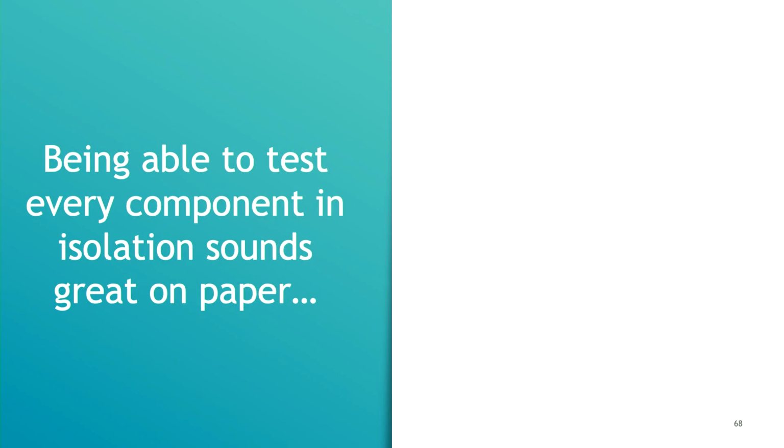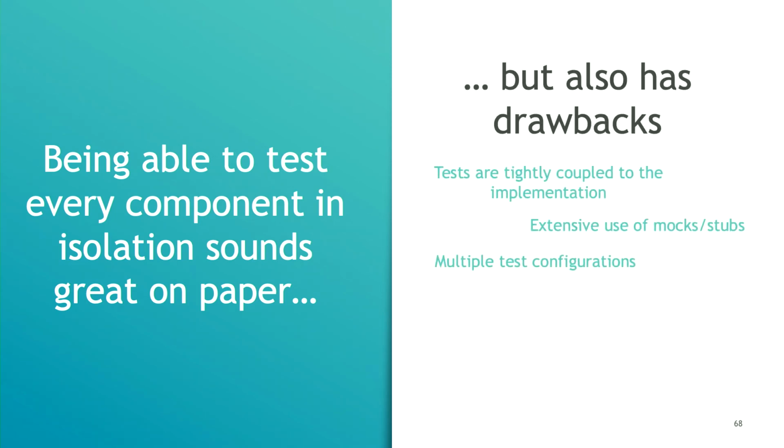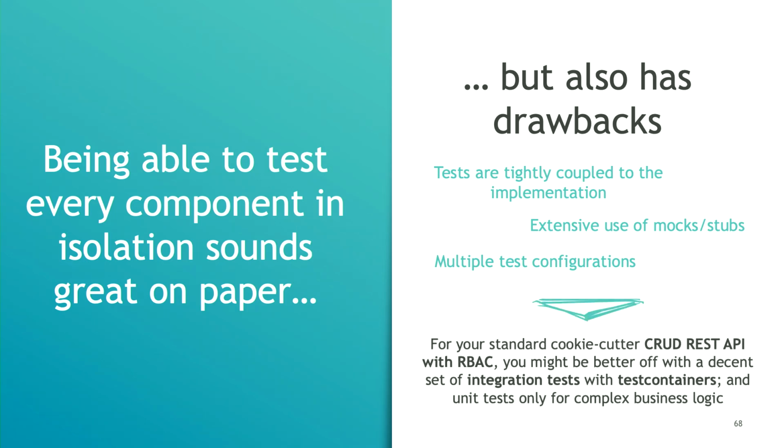One proposed benefit of hexagonal architecture is that you are able to test every component in isolation, which sounds really good on paper, but it also has drawbacks, because then your tests tend to be tightly coupled to the implementation. Depending on how you do it, you might have to use a lot of mocking or stubbing, and it can end up with having multiple test configurations. And for what probably 80–90% of web developers are working on, which is their standard CRUD REST API with role-based access control, I personally think that you're better off with a decent set of integration tests and unit tests only for complex business logic.